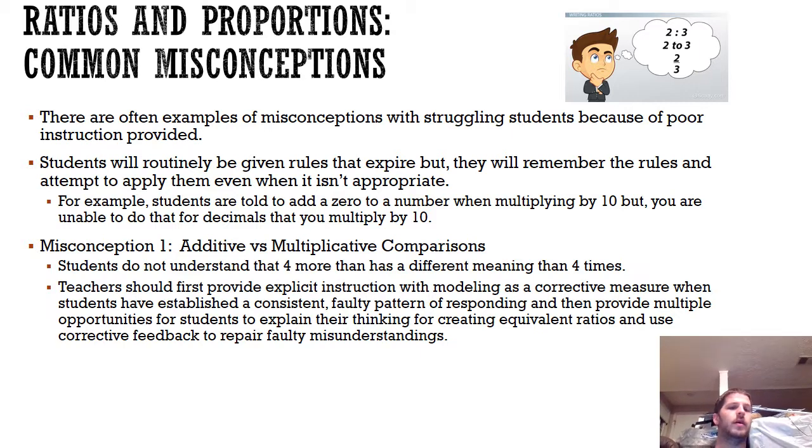Misconception number 1 is with additive versus multiplicative comparisons. Students do not understand that 4 more than has a different meaning than 4 times. Teachers should first provide explicit instruction with modeling as a corrective measure when students have established a consistent, faulty pattern of responding, and then provide multiple opportunities for students to explain their thinking for creating equivalent ratios and use corrective feedback to repair faulty misunderstandings.